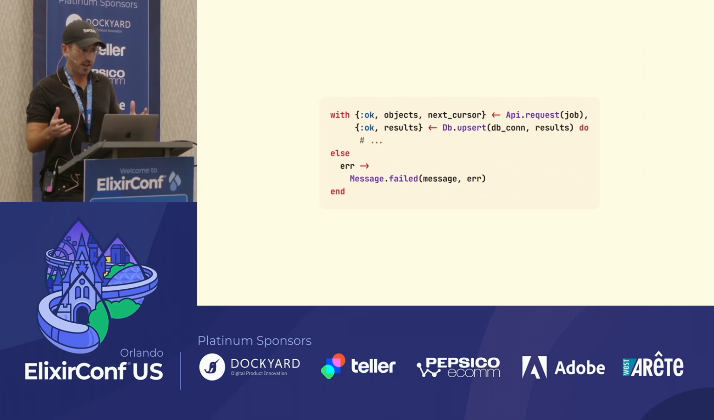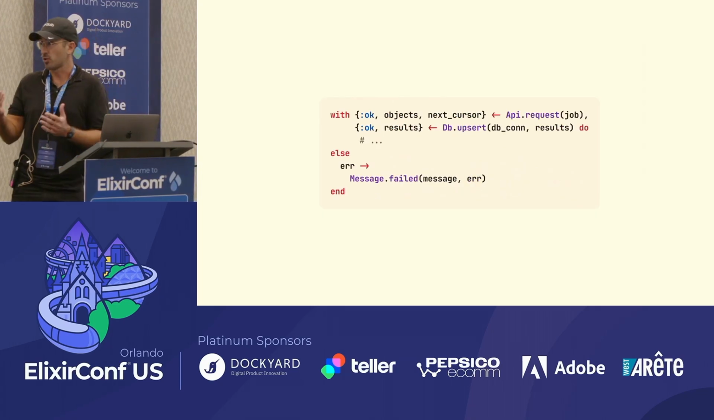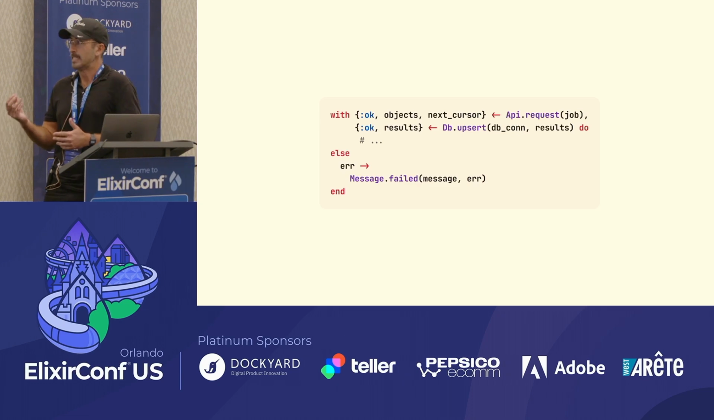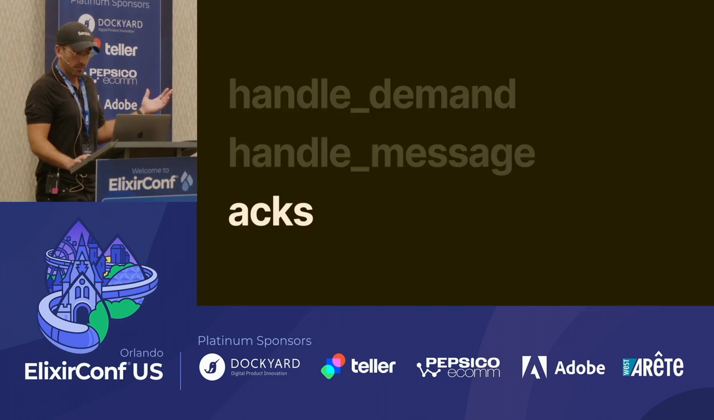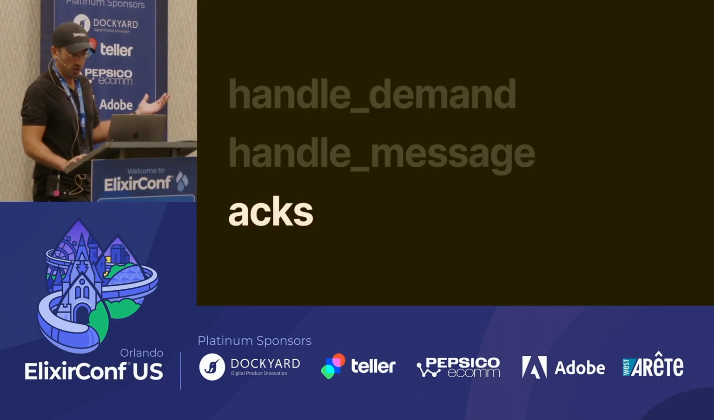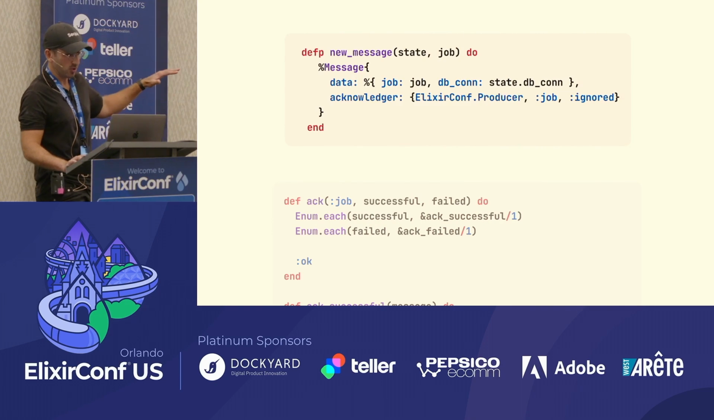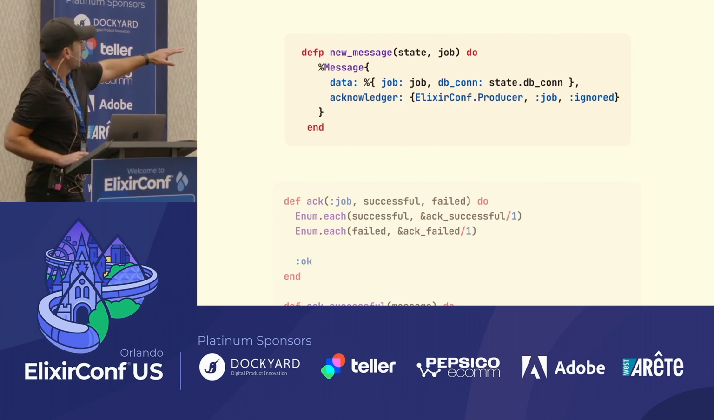If the message fails, if it raises, it'll still get acknowledged as a failure, which is nice. We can also mark it as a failed message right here. And then that'll be what comes back to our acknowledger. So in a Broadway message, you can see that acknowledger key. We tell Broadway who's going to do the acknowledging. Here we say it's in our producer module. We can put it wherever we want.